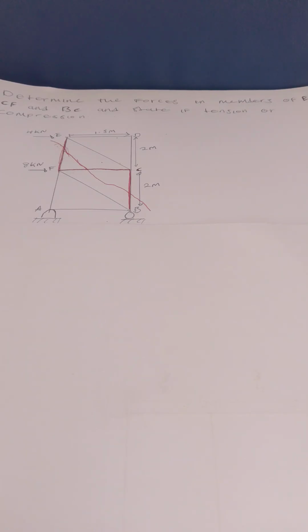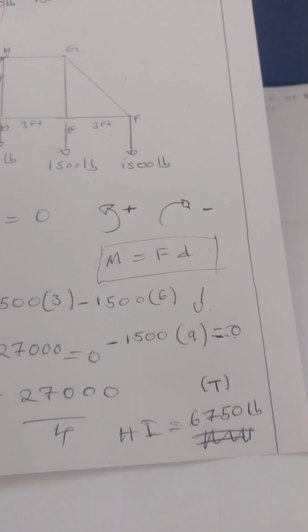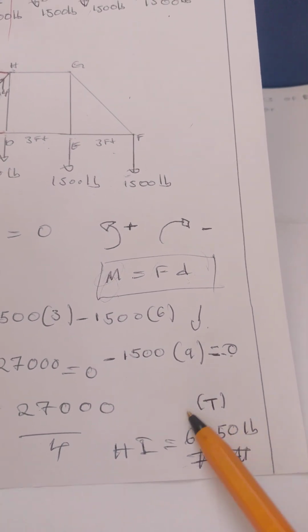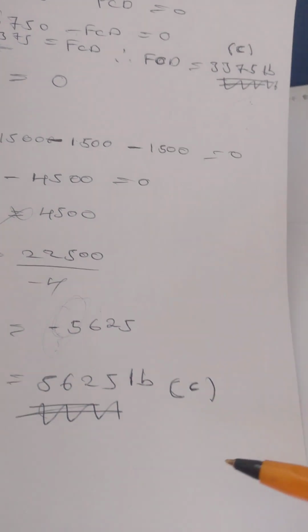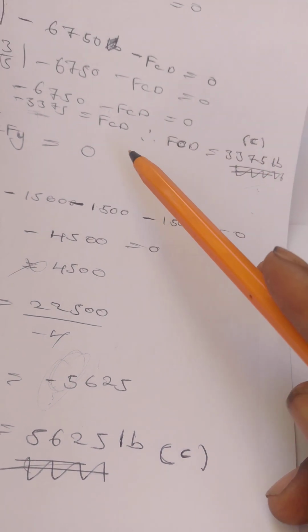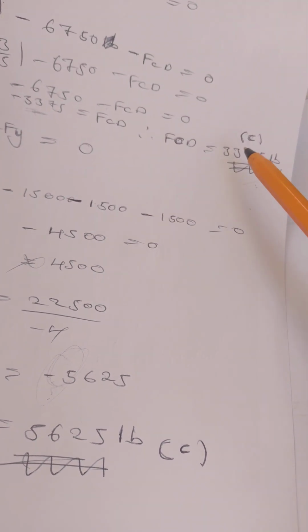From the previous video we forgot to indicate whether it's tension or compression. This one was supposed to be tension, because the answer came out negative. You just have to indicate whether your answer is tension or compression. Then these two were in compression. The answer gave us a negative answer, so you have to indicate. Take note of that.